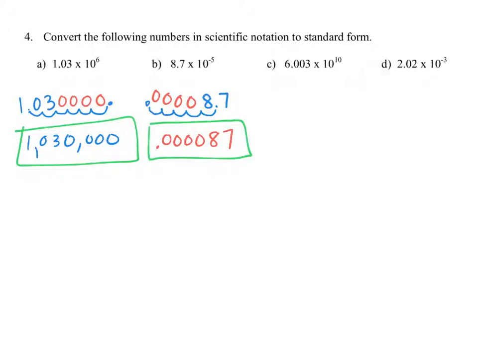6.003 times 10 to the 10th can be written in standard notation by moving that decimal place over 10 places to the right. 1, 2, 3, 4, 5, 6, 7, 8, 9, 10. Fill in the blanks with zeros. So this number is written as 60,030,000,000.